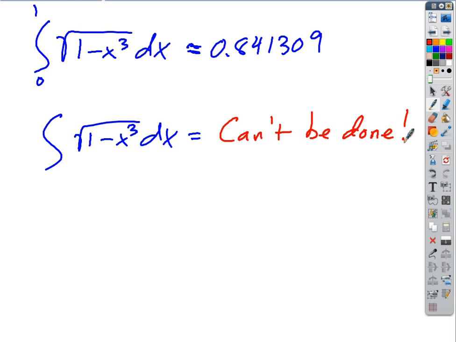Can't be done. It is that this function is not integrable.